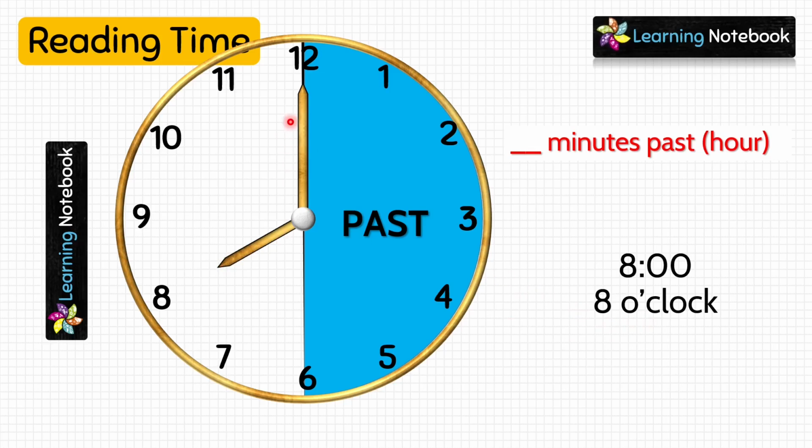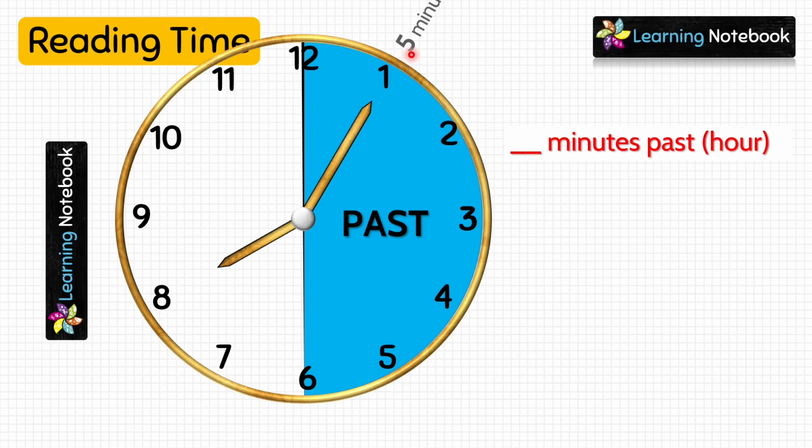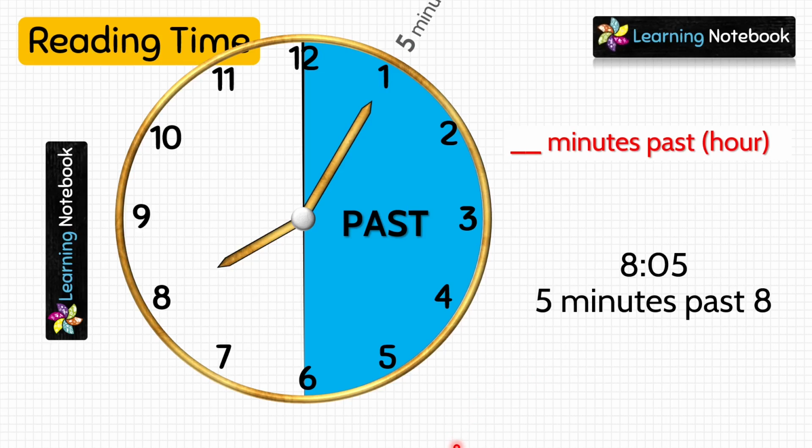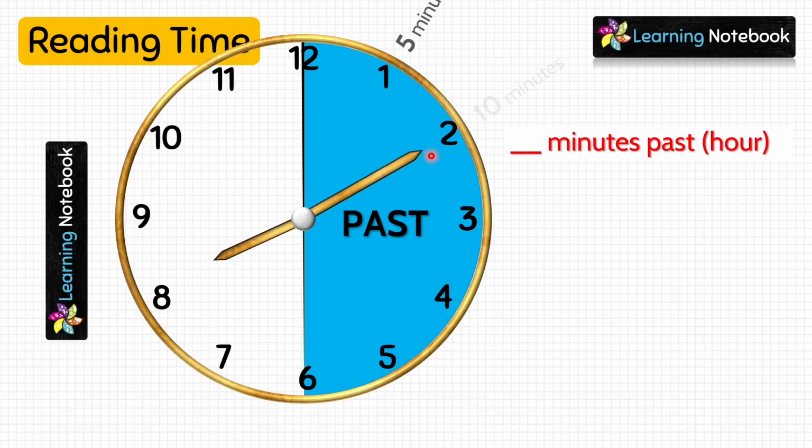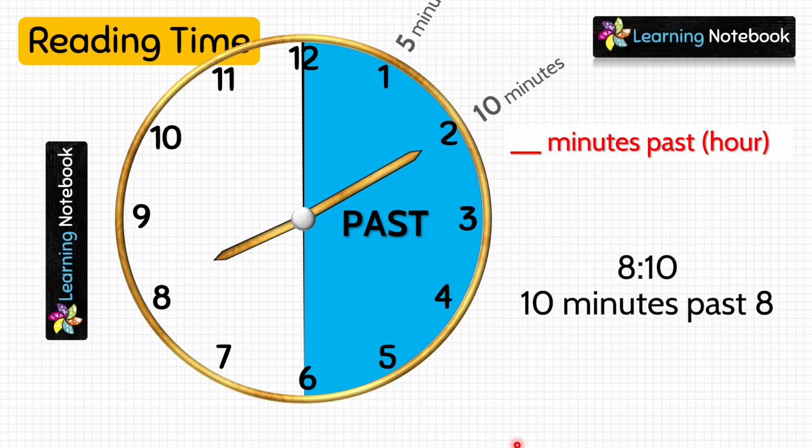Now, when the minute hand moves to 1, 5 minutes have passed. So, we will read the time as 8:05 or 5 minutes past 8. Next, when the minute hand moves to 2, 10 minutes have passed. So we say time is 8:10 or 10 minutes past 8.